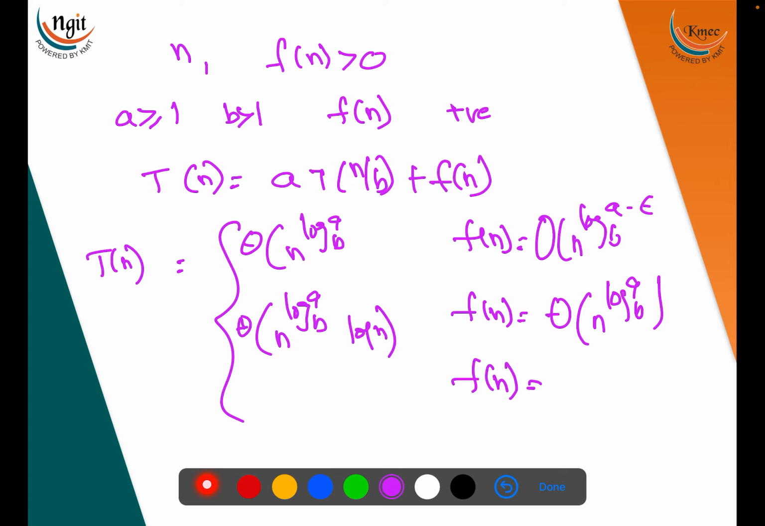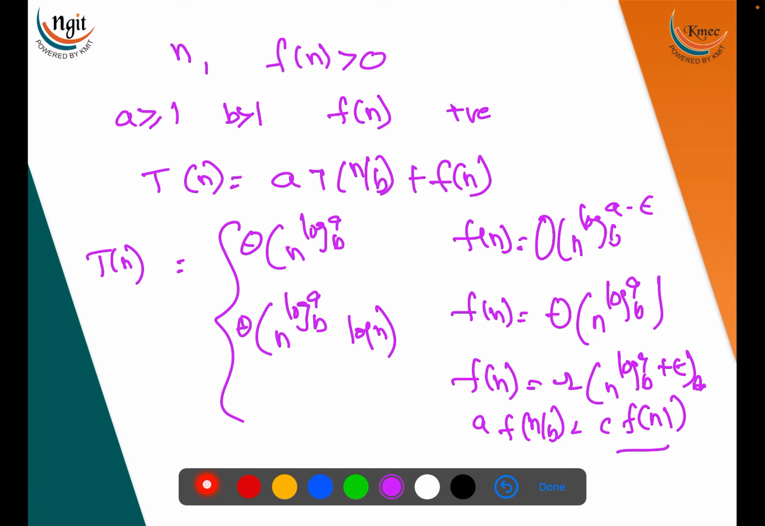If f(n) is omega of n^(log_b a + epsilon) and a·f(n/b) is less than or equal to some constant c times f(n) for all large n, then T(n) is theta of f(n), where epsilon is always greater than 0 and the constant c is less than 1. This is the specific form of the recurrence relation. Now there are three different cases, and we'll see them with examples.